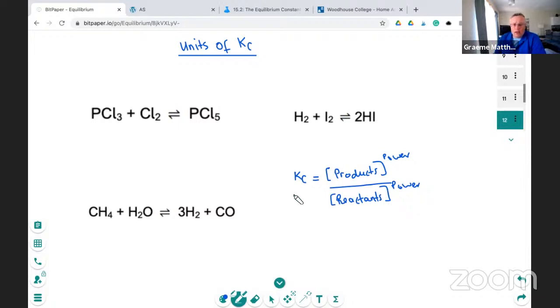So anyway, Kc. I'm going to call it Kc. Why? Because I am dealing with a concentration. And so this then is the equilibrium constant in terms of concentration.